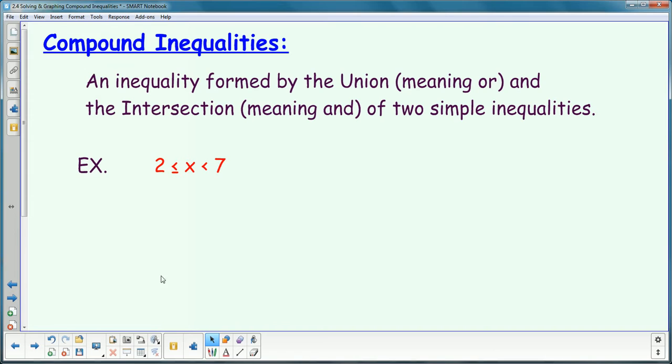So an and statement that makes sense would be something like this. This is an intersection. When we read this, x is greater than or equal to 2 and x is less than 7. So we kind of read that in a different way than we may be used to.